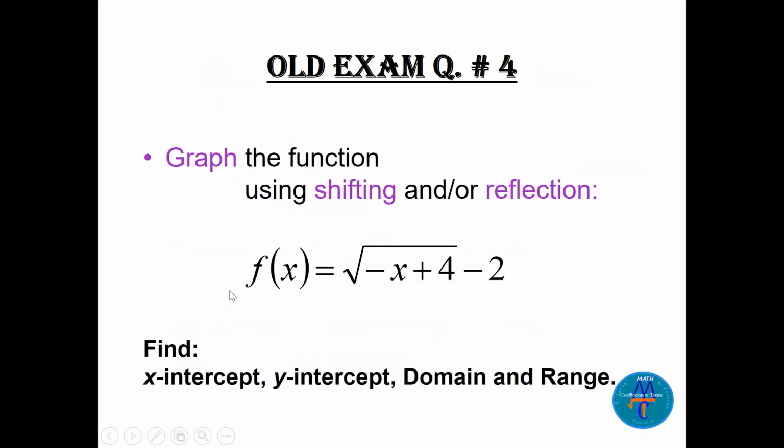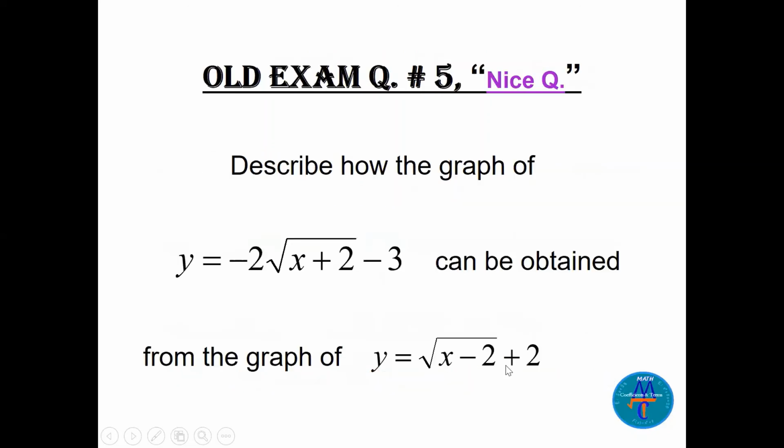Number 4, take the graph here. The function is very nice. Square root, graph it, find x-intercept, y-intercept, domain, and range. This one you have to describe, like write. Describe how the graph of this can be obtained from the graph of this. So the idea here, start down here, y equals square root of x minus 2 plus 2. Start there. Explain in English and in writing what are the steps, the transformations, what happened to this one until we reach this one here. This is the aim, we call it the aim.